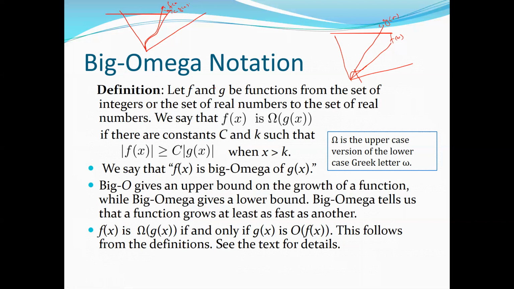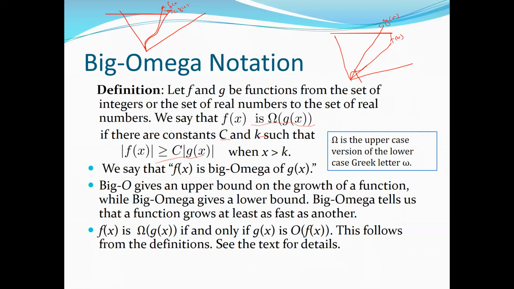So the definition is: let f and g be functions from the set of integers or the set of real numbers to the set of real numbers. We say that f of x is omega of g of x if there are constants c and k such that f of x is greater than c times g of x, for all x greater than k. In terms of big O, f of x is always less than or equal to c times g of x. In big omega, f of x is always greater than or equal to c times g of x, right?